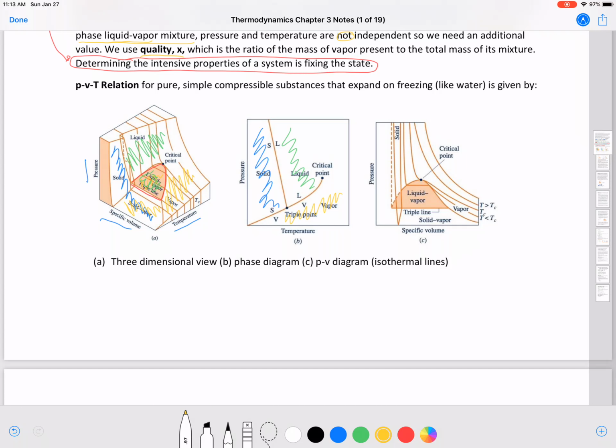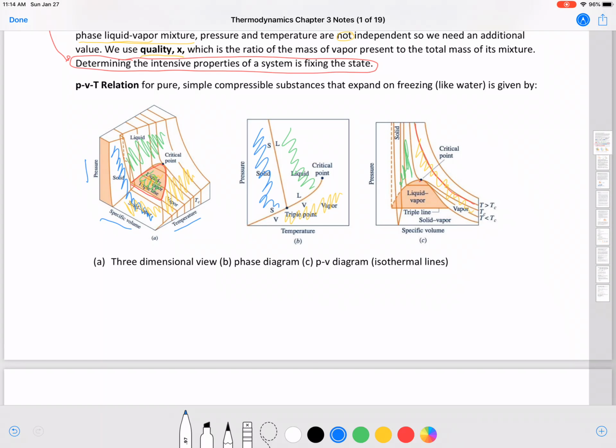Over to the right here, we have a specific volume and pressure diagram. Each of these lines is an isotherm, a temperature line, so these are all the same temperature. We have the critical point at the top of the dome, and in the dome here we have a two-phase liquid vapor. Again, on this side of the critical point we have vapor. On this side of the critical point we have liquid, and then we have solid.